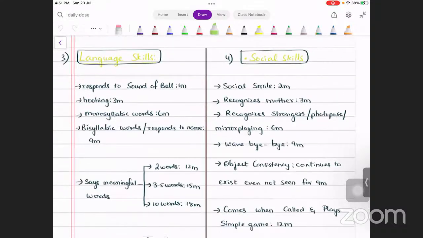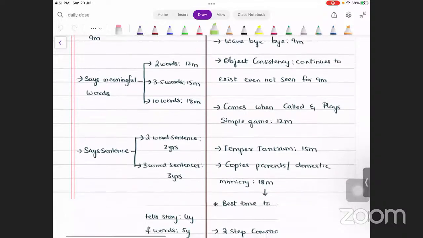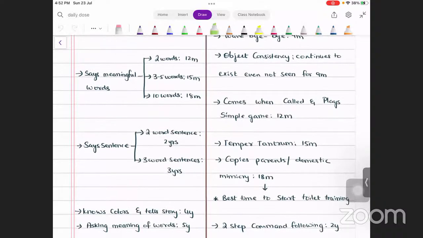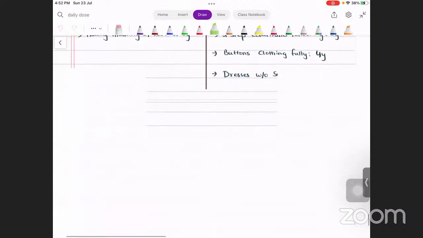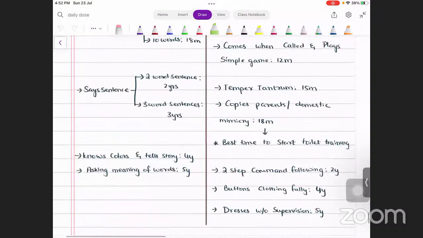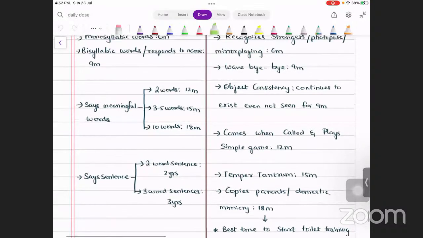Then language skills: response to the sound of a bell by 1 month, cooing by the third month, monosyllabic words by 6 months, bisyllabic words by ninth month, says a meaningful word, 2 words by 12th month, 3 to 5 words by 15th month, and 10 words by 18th month. And says a 2 word sentence by 2 years, 3 word sentence by 3 years, knows colors and tells story by 4 years, asking meaning of words by 5 years.